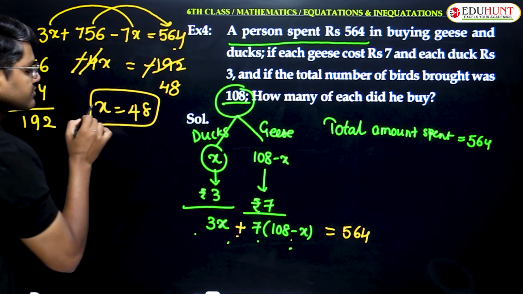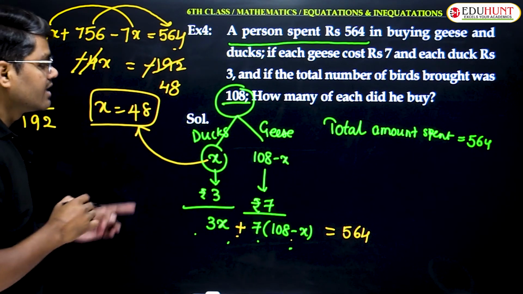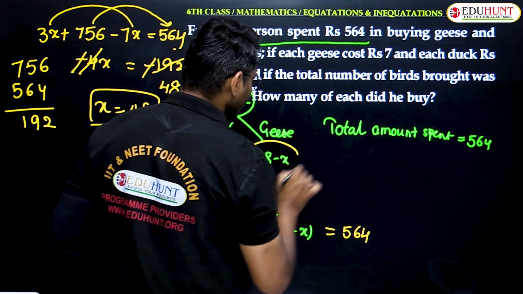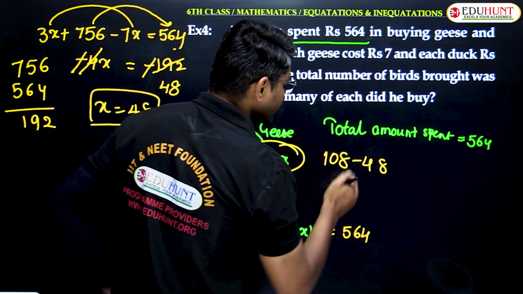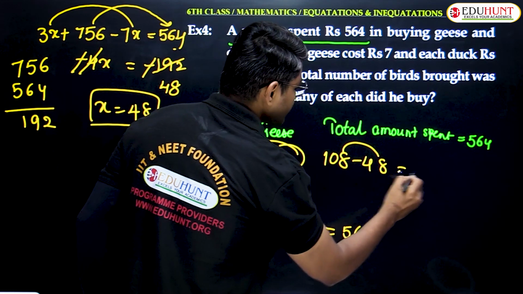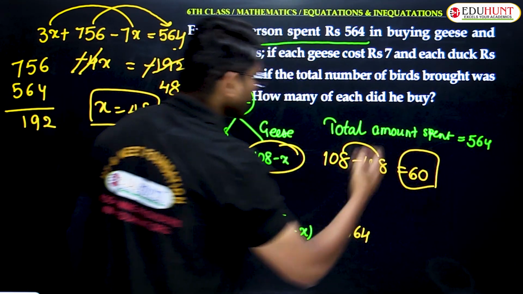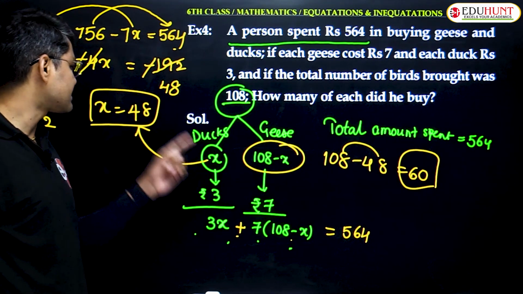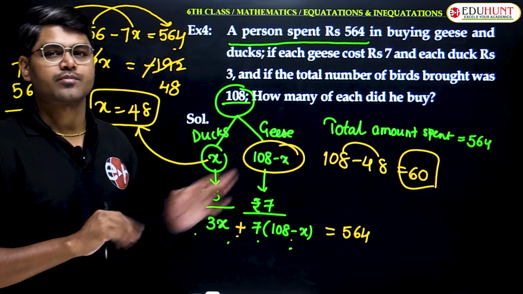What is x here? The number of ducks, 48. And the number of geese is 108 minus x, that is 108 minus 48, which is 60. So the number of geese is 60 and the number of ducks is 48. In this manner only you should solve this type of questions.